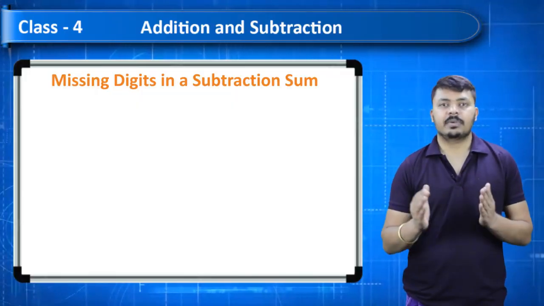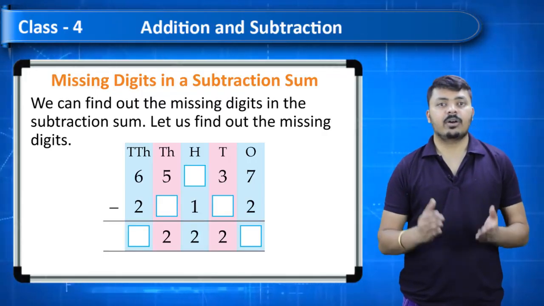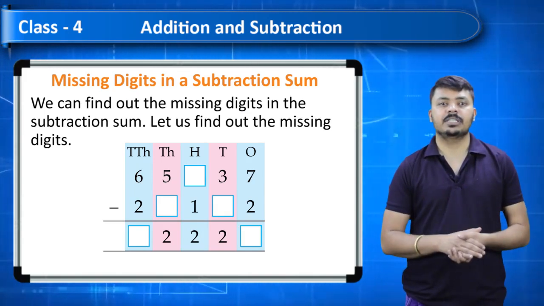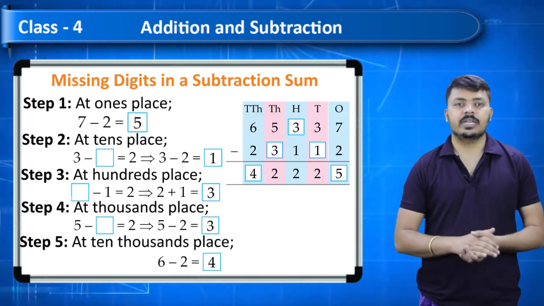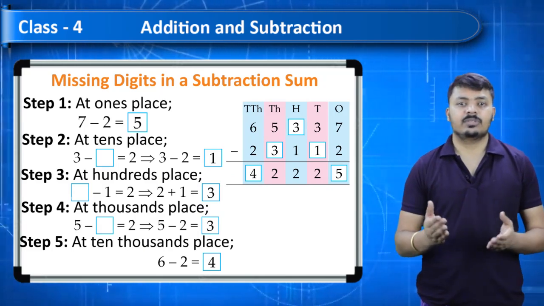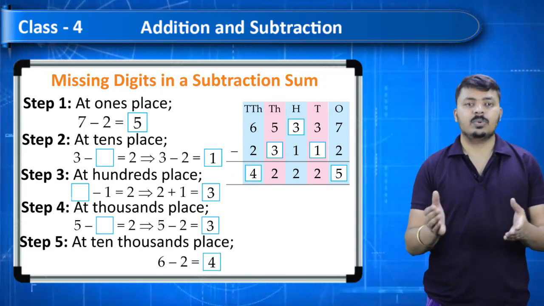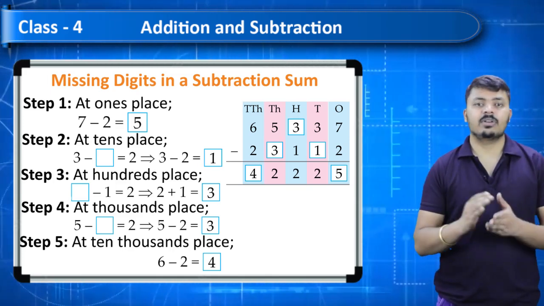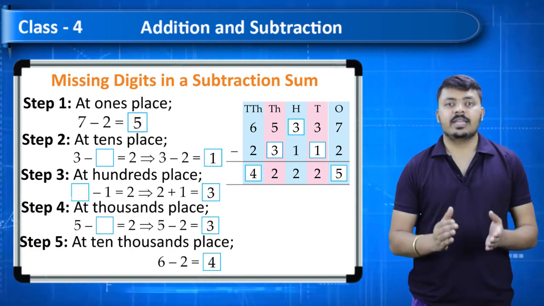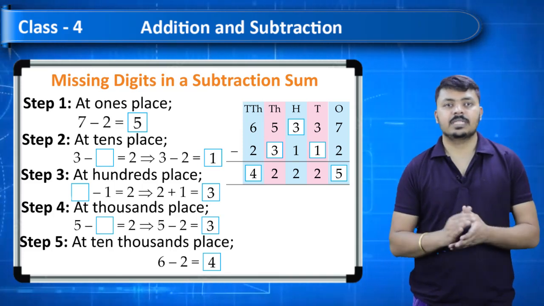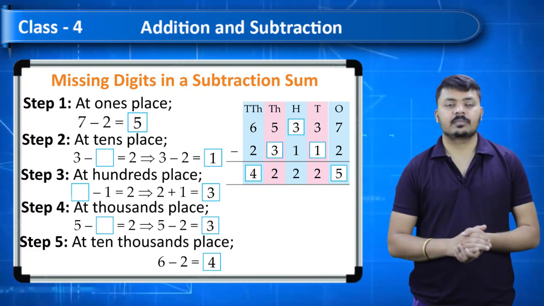Missing digits in a subtraction sum. We can find out the missing digits in the subtraction sum. Let us find out the missing digits. As you can see here, at ones place 7 minus 2 is equal to 5. Step 2. At tens place, 3 minus a number is equal to 2. That is 3 minus 2 is equal to 1. So our number is 1 at tens place.